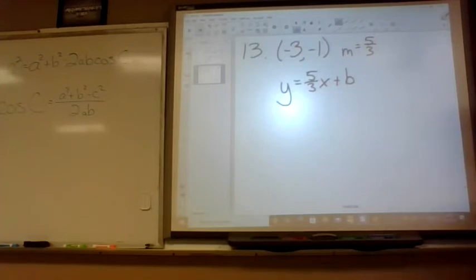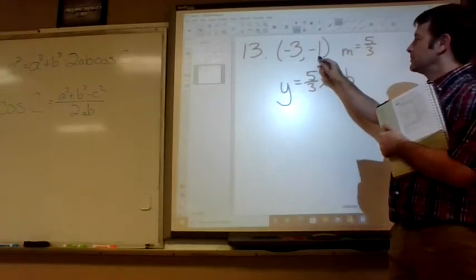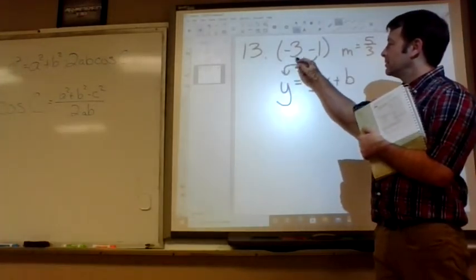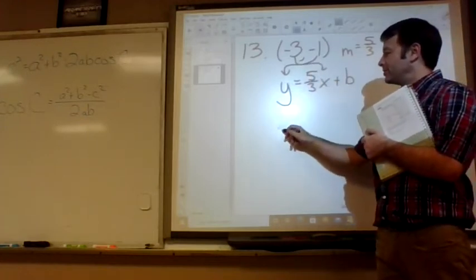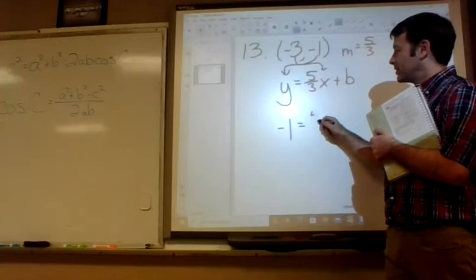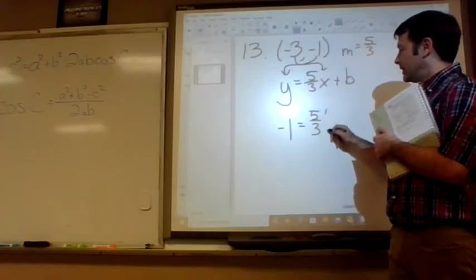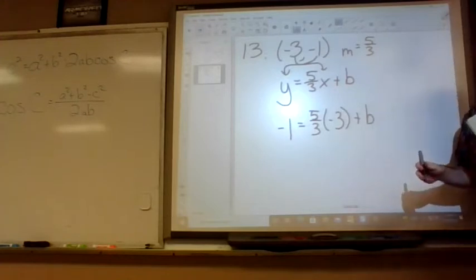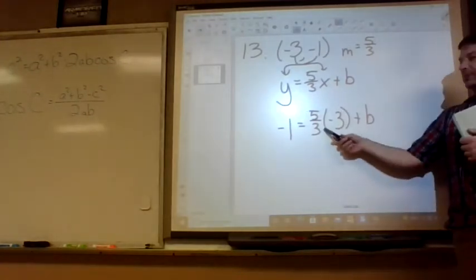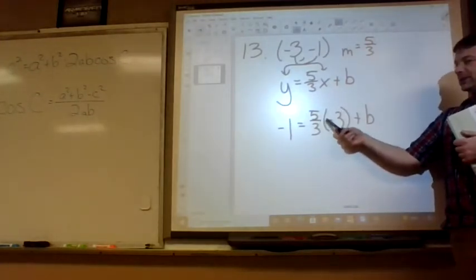But how do I find the b value? You plug in negative 3 for y, and then you put 3 for x. Negative 1 goes where the y was, because that's the y value, and negative 3 goes for the x value. What does it mean when I write parentheses in there? You're multiplying. It just looks a little bit better than a dot.